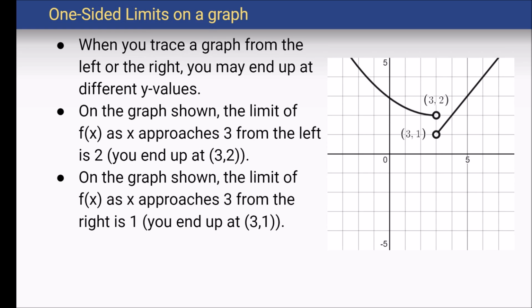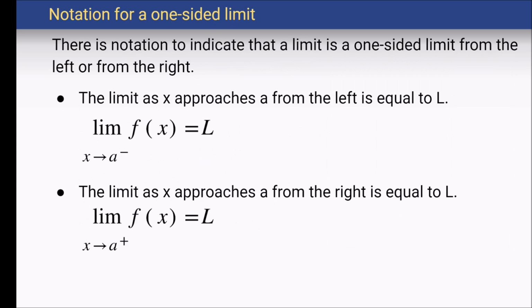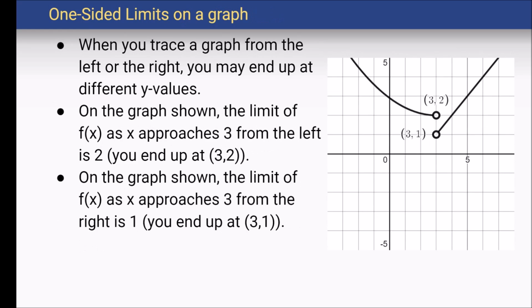One-sided limits. You may have noticed, let's go back here, that you have to trace the curve from both sides, right? We said from the left and we said from the right. And so those actually have names. When you trace the curve from the left, that's called a left-hand limit. When you trace the curve on the right, that's called a right-side limit or right-handed limit.